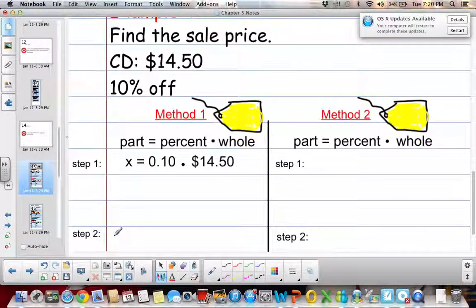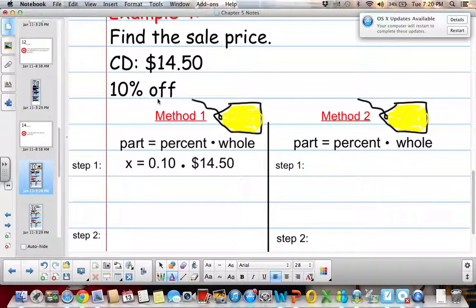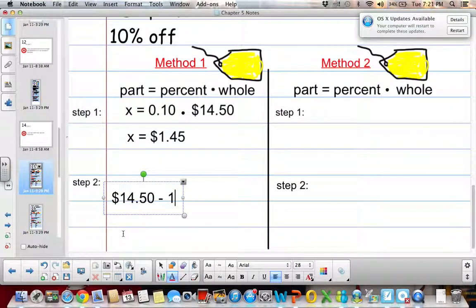Then for step 2, we solve for x. X equals 0.10 times 14.5, and we get $1.45. That is our discount, how much we're going to take off. So our price isn't going to be $1.45. Then we take $14.50 and subtract $1.45, and we get $13.05. So it's very important to remember that the second step is finding the discount and then subtracting it.